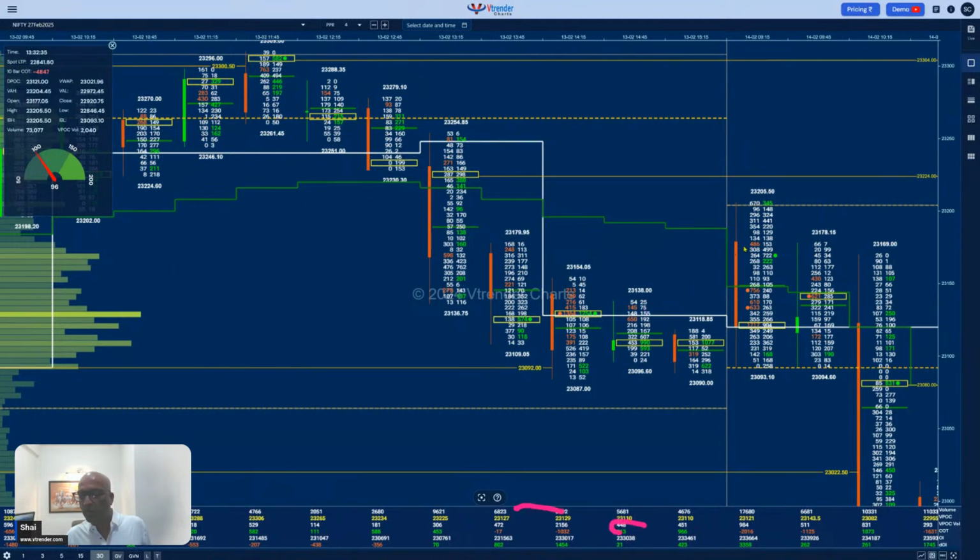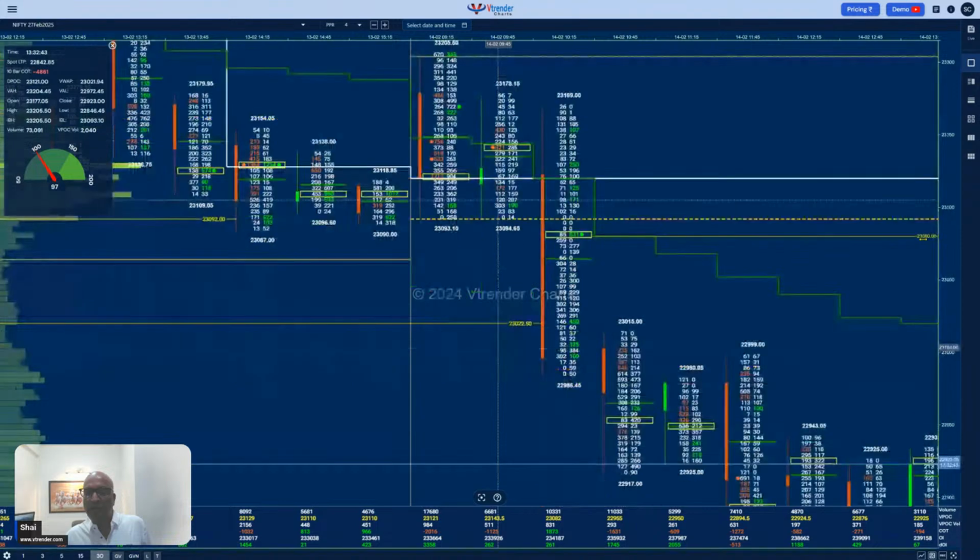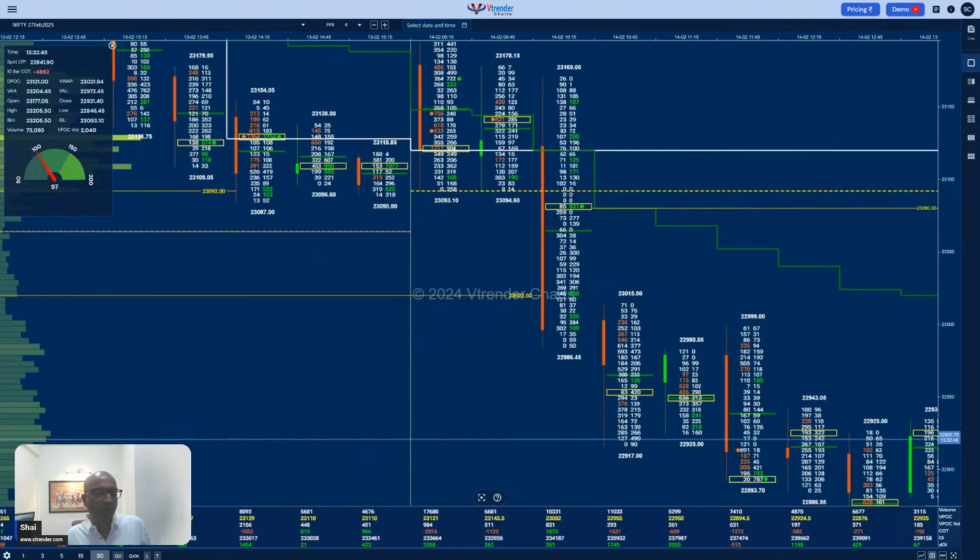We got a gap up. And what we've seen since open today is a market which is getting a lot of red COTs. In fact, the net COT is red.